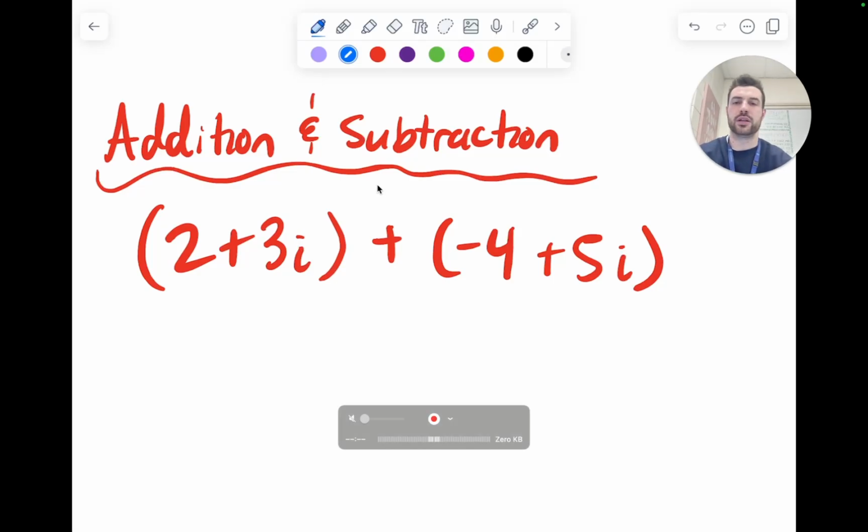All right, everybody, hello and welcome back. Today what we're going to do is work on more operations of complex numbers. We are going to start with addition and subtraction here.